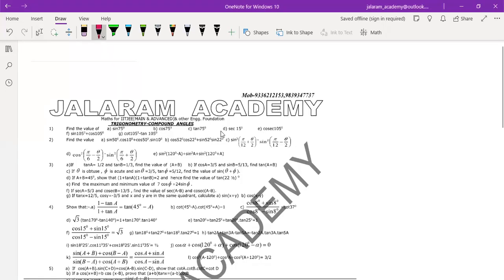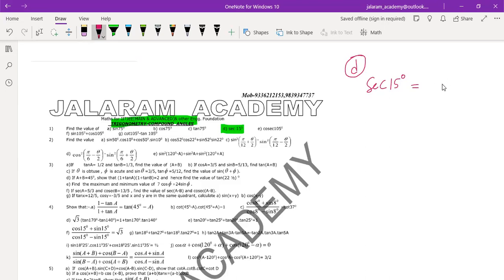So let's discuss some important doubts of students from trigonometric functions, compound angles. The first one is the value of sec 15 degree.